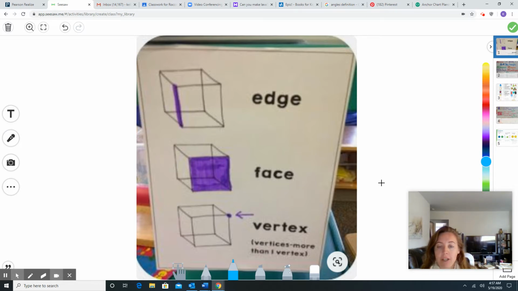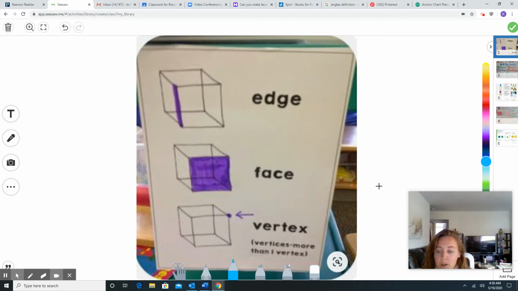Today I have a few little anchor charts that I want to work through to help you with your math assignment on Seesaw today. I'm going to introduce some new math terms, so math vocabulary words. I'm going to run through them, and then I will explain what you are going to do.